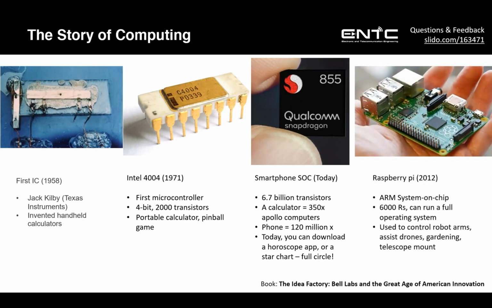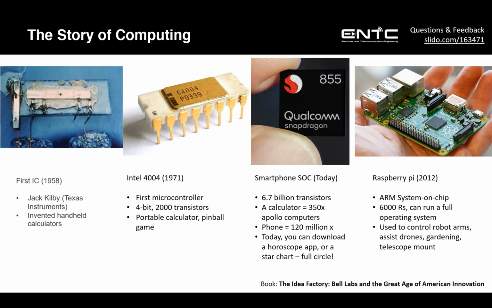Right. Now this is all good, but what about the computing devices that we can actually use or play with? Smartphone computers we can use, but we can't play with them. We can't control different things. It's very integrated, right? So now you have stuff like Raspberry Pis, which is a single board computer. It's an ARM system on chip, and you can run a full operating system on that.